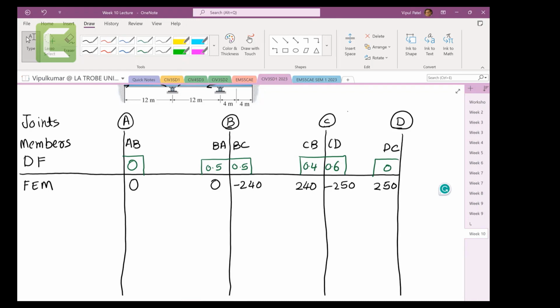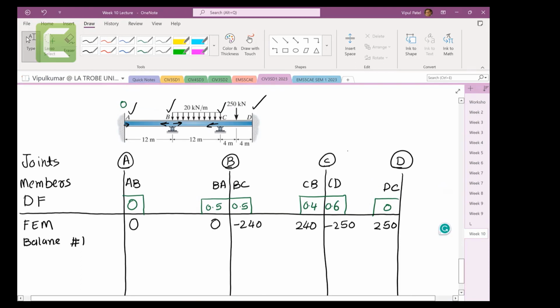Now we will write balance 1. Now you can look at joint number B. Let's start with joint number B. On the left side it has a 0 moment, and on the right side it has minus 240. Can you see these fixed end moments listed here? It has 0 moment on BA and BC has minus 240. So if I add up these two moments, I would have minus 240 kilonewton meters.